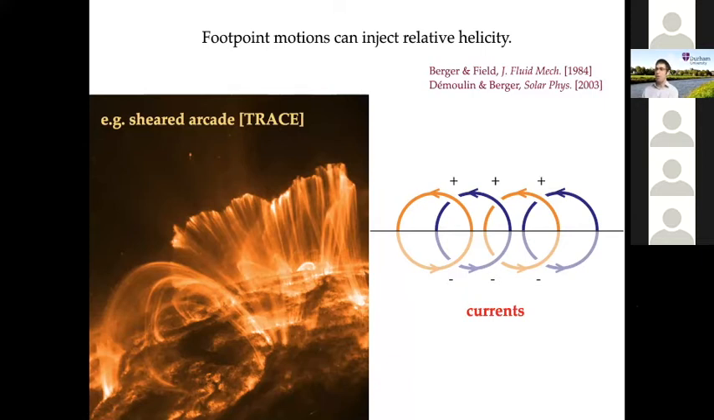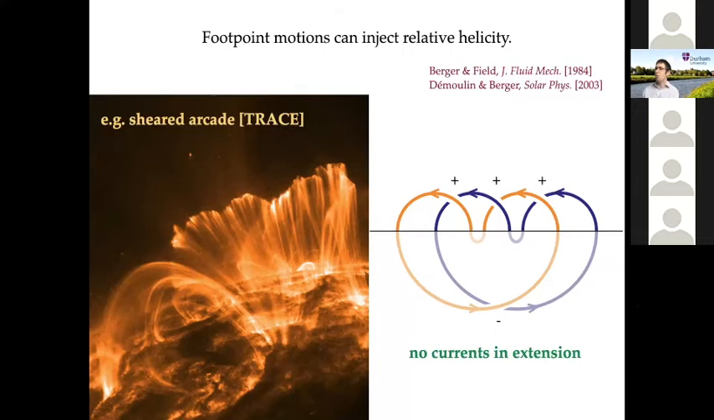So what you actually do when you calculate the relative helicity, I mean, no one does this explicitly, but what you are mathematically doing is extending the field with a potential field. And if I do that, you see that I get a net relative helicity. So in other words, I've created relative helicity by shearing this arcade.